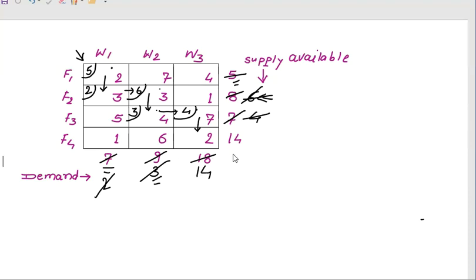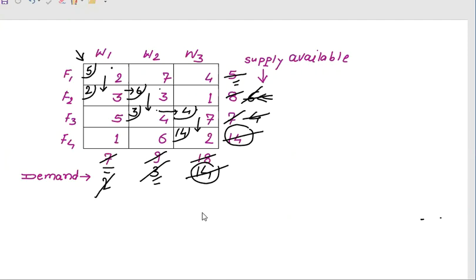Now what is the requirement? What is the supply available? Supply available is 14. Requirement is also 14. So maximum we can transport 14 units. So supply exhausted and requirement also satisfied. In this way, all the available supply is exhausted and all the requirements are satisfied.